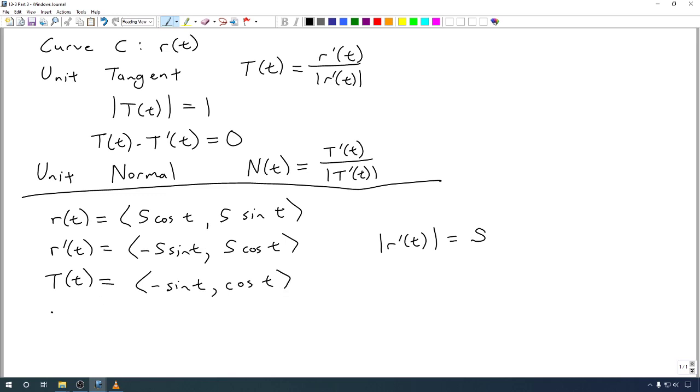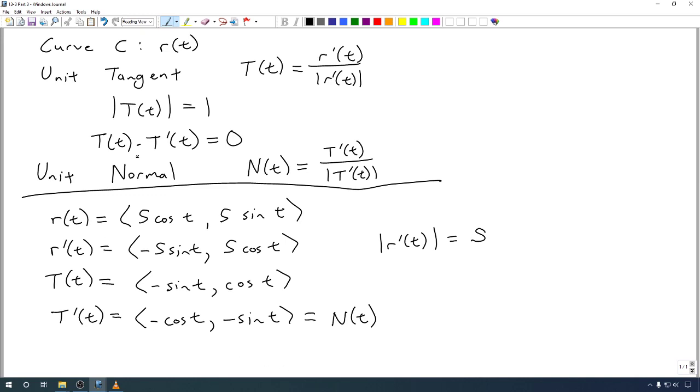If we differentiate this, the derivative of negative sine is negative cosine. The derivative of cosine is negative sine. And as luck might have it, this is actually already a unit vector for any given t. We don't have to divide out by the magnitude of T prime because it's just 1. So in fact, this is just N of t. That's definitely not always going to be the case, but I wanted to make a simple example at first.